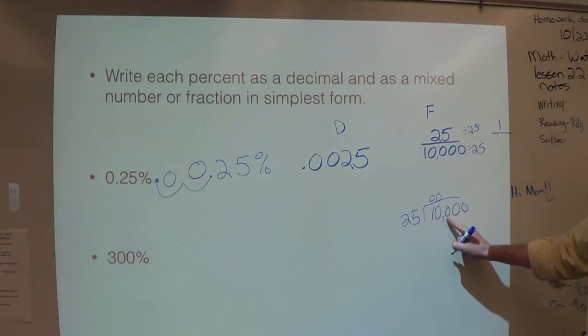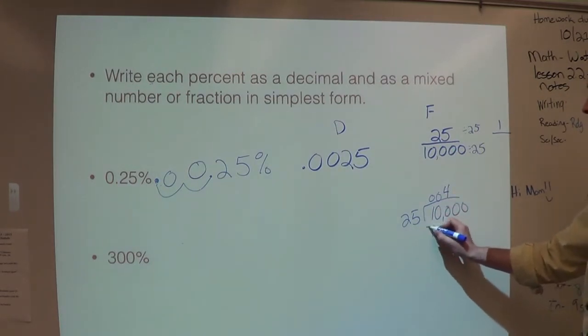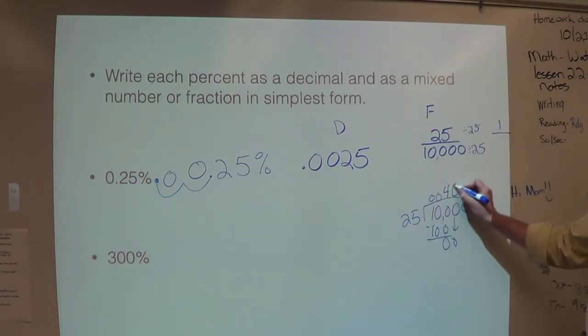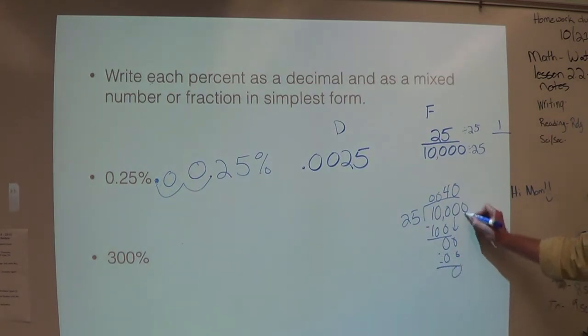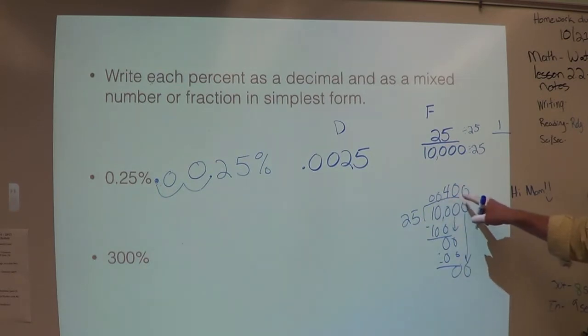So 25 goes into 100 4 times. 4 times 25 is 100. Subtract 0, drop it, 0. Can't go into that. 0, 0, subtract 0, drop it. 25 goes into 0 0 times. I have 400 as my answer.